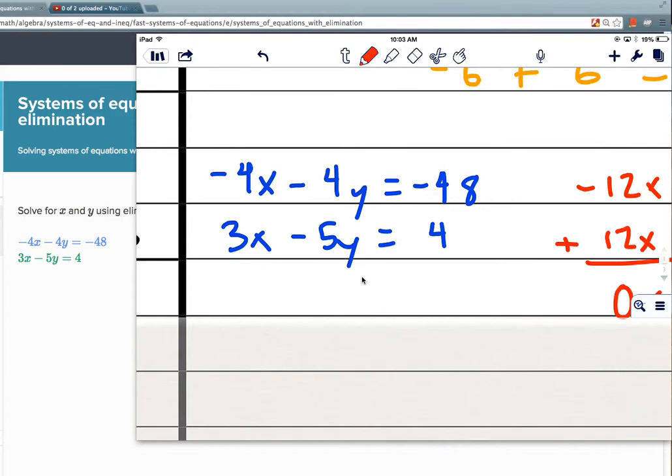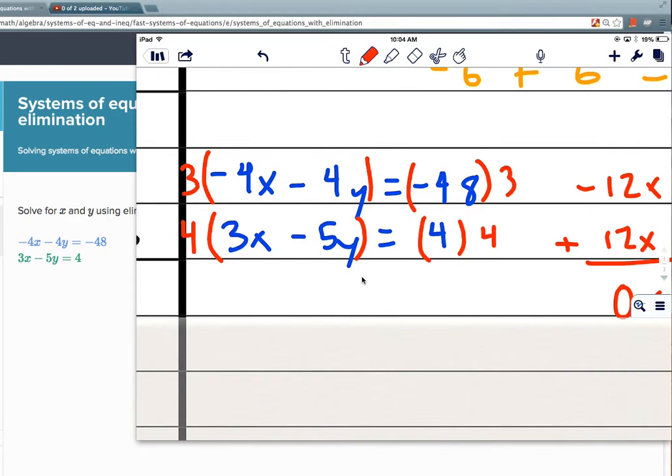So now that I've thought about that goal, I'm going to do some stuff to try to make that happen. This is the notation I like to use. We're going to multiply the top equation on both sides by positive 3. And if I do something to one side of an equation, I have to do something to the other. And then we'll multiply the bottom equation by 4.